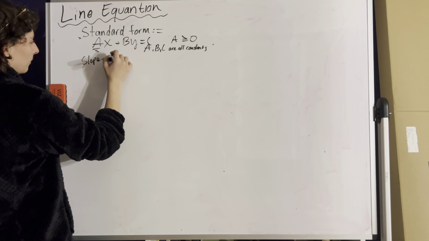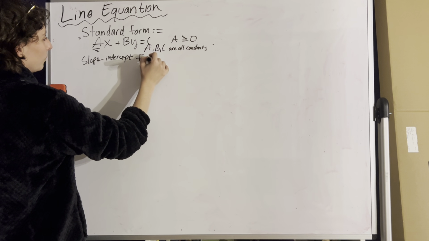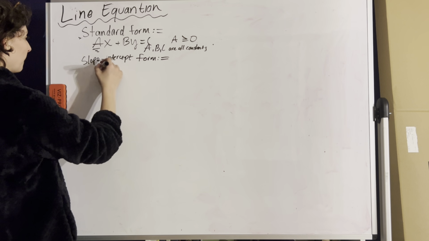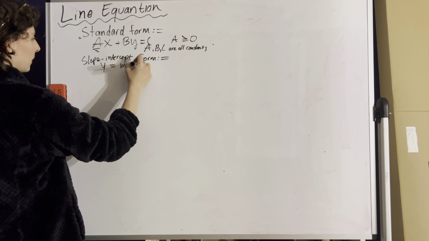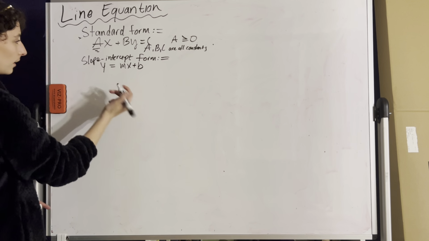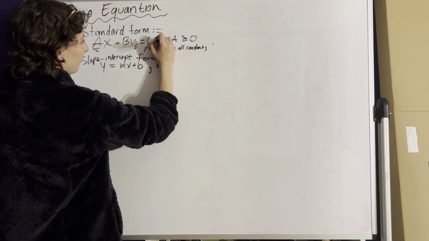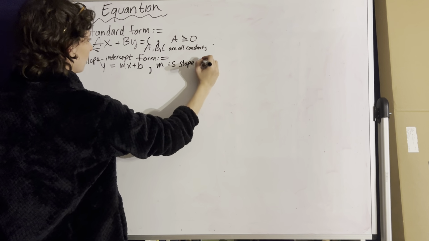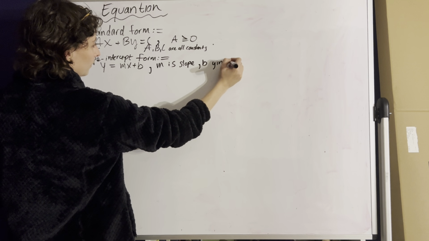And so then we have slope-intercept, which is the most common form that you will see. I think it's what all of these questions have to do with. And that's going to be y equals mx plus b. Here m is our slope, and b is our y-intercept.